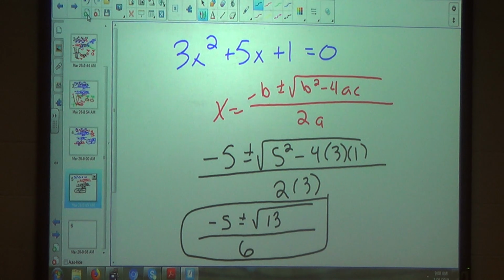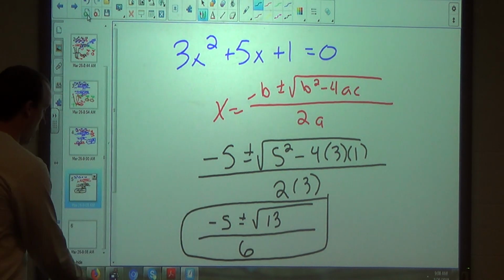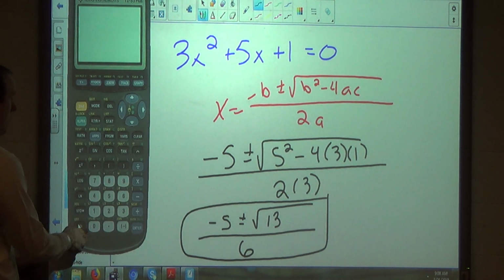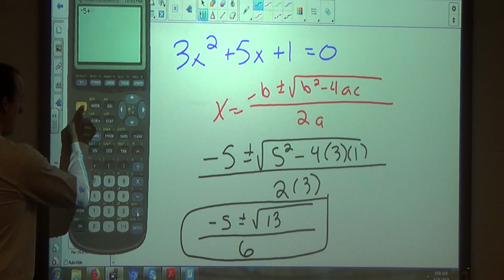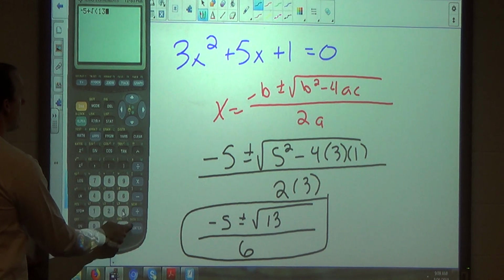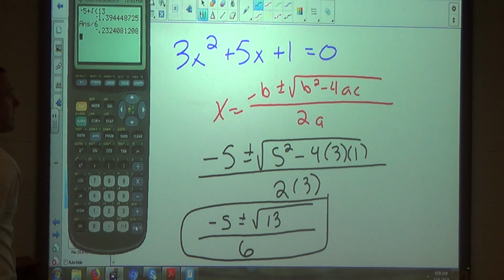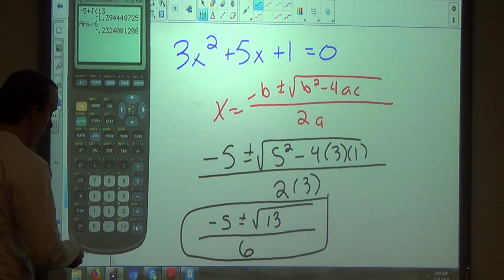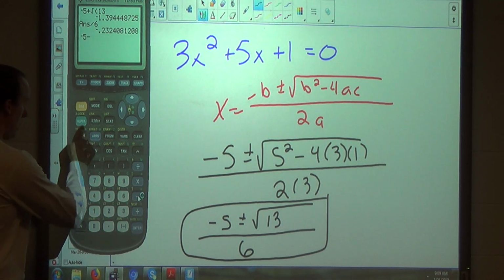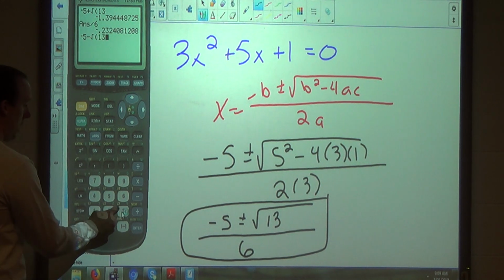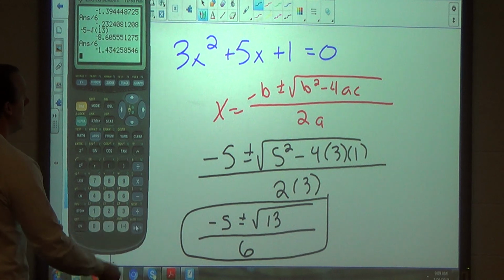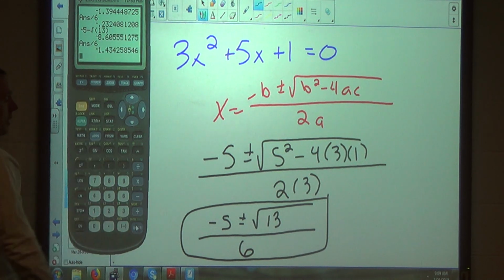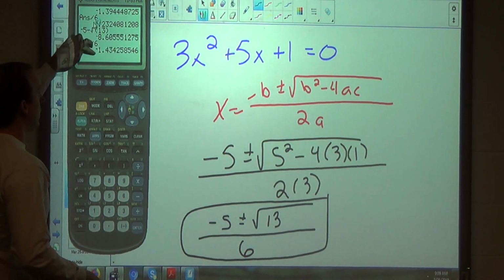If I want to find out where the actual crossings are on my x-axis, what would I have to do? Just plug in. I'd go -5 plus square root 13, hit enter, and divide by 6, hit enter. So that's one of my crossings, -0.23. And then I would go -5 minus square root of 13, hit enter, and then divide by 6. And then -1.4 is the other crossing. So those are my 2 crossings, here and here.